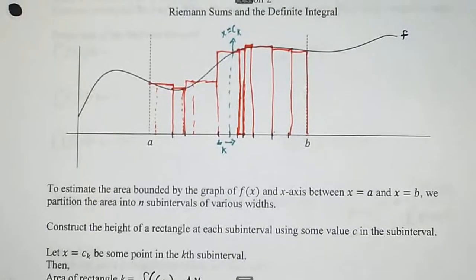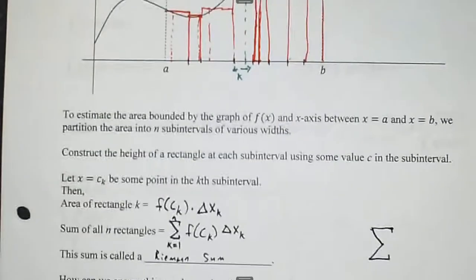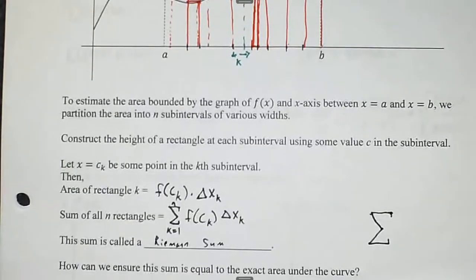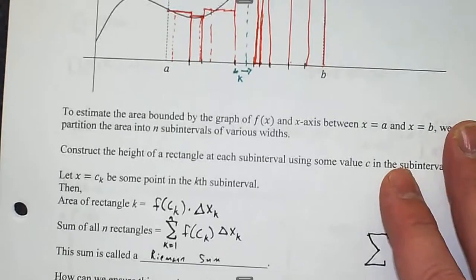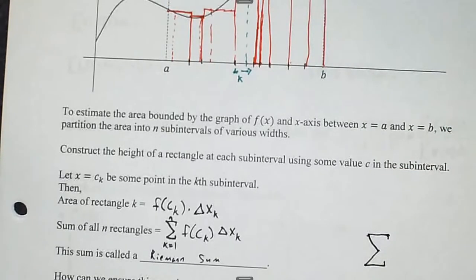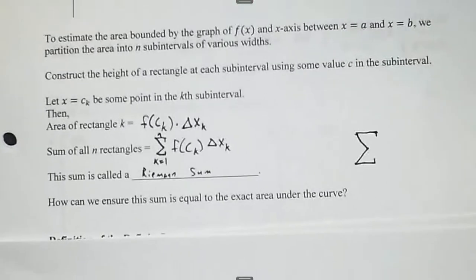I need you to take your paper. Actually, I need you to cover up the next statement, so do not look at that. Put a calculator, put your phone over it, put your hand over it. All right, but I want you to answer this question with your own knowledge. How can we ensure that this sum is equal to the exact area under the curve?